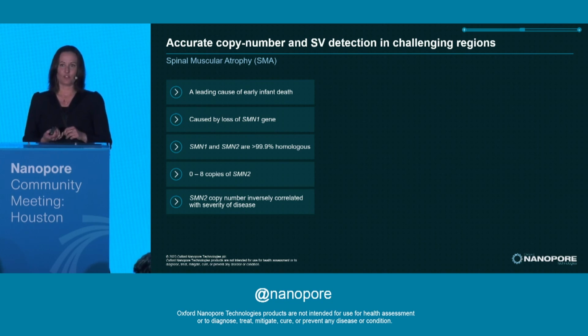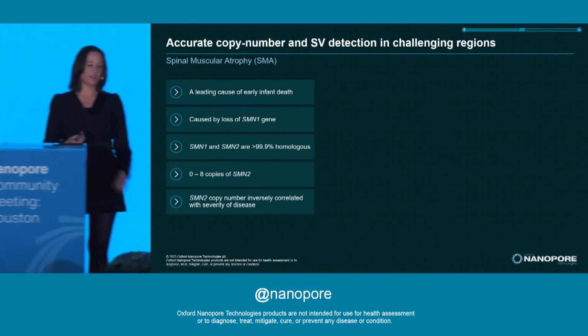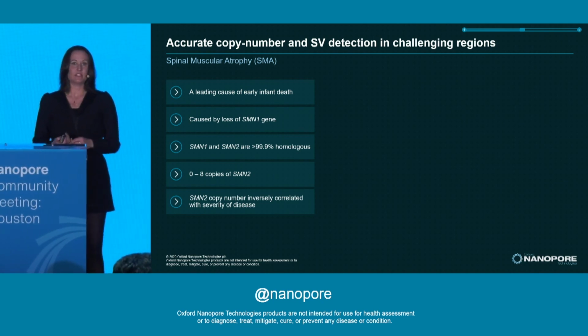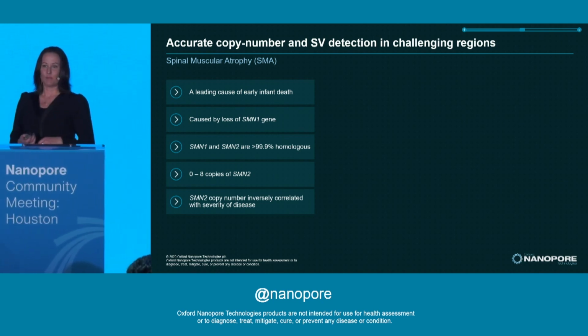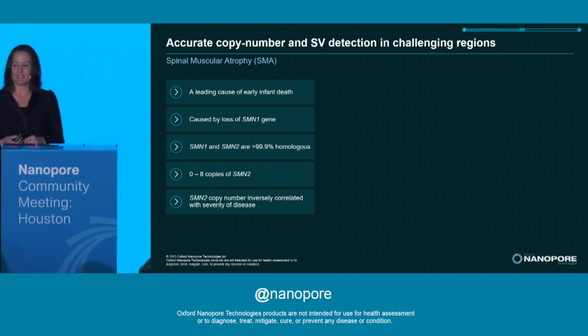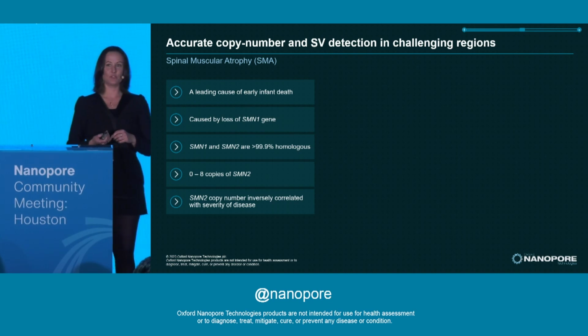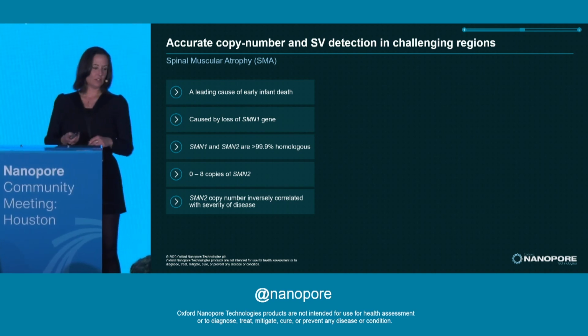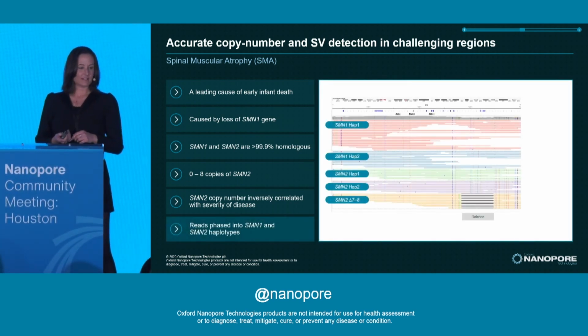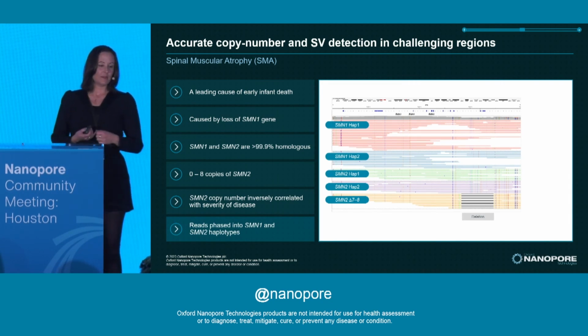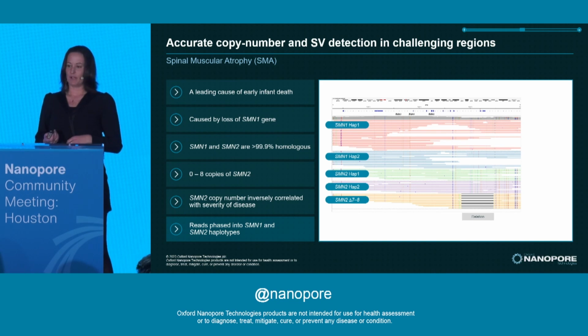The region itself is made up of two very, very homologous genes, SMN1 and SMN2. The disease is often caused by loss of SMN1 and then gain of copies of SMN2. And the more you have of SMN2, the worse it usually is. So here we looked at a cell line sample derived from a patient that has SMA, and we'll see that there are 5 copies on here.